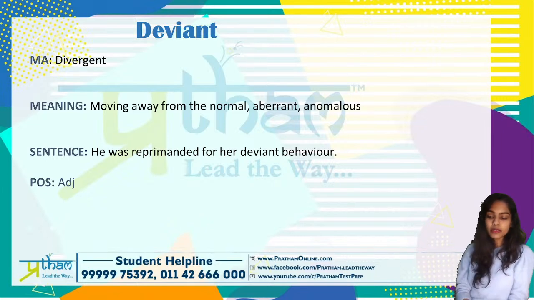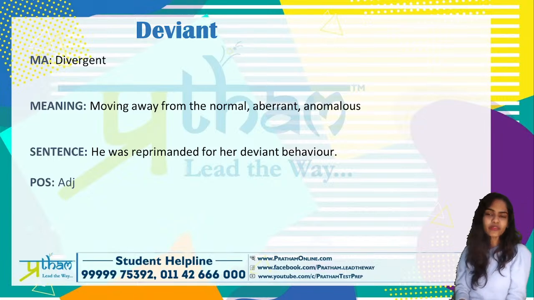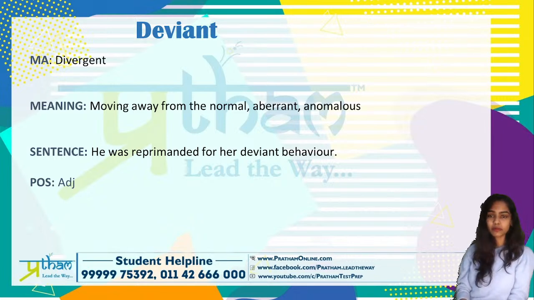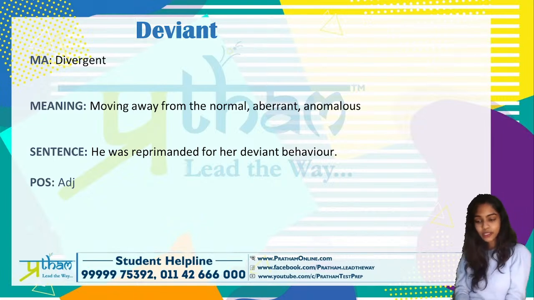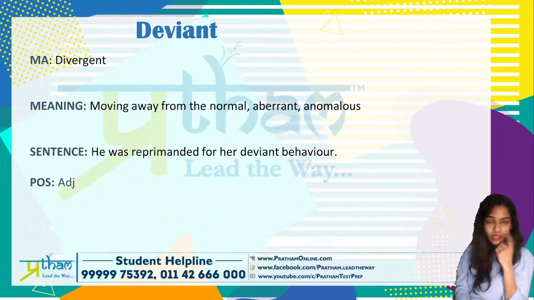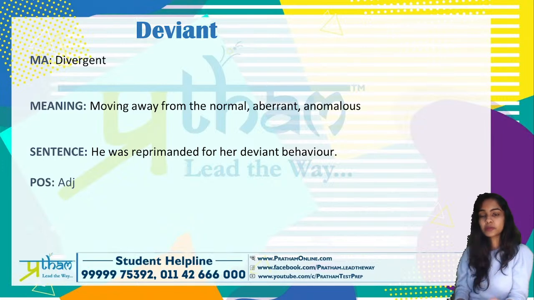Sentence, he was reprimanded for her deviant behavior. I think what it should say is he was reprimanded for his deviant behavior. Deviant behavior here would mean aberrant behavior, anomalous, abnormal, थोड़ा सा rebellious, maybe incorrect kind of behavior. So that is that. Adjective है because we are talking about the behavior here, and behavior is a noun. Describing how the behavior is becomes an adjective here. So deviant is an adjective. This was our fourth word.